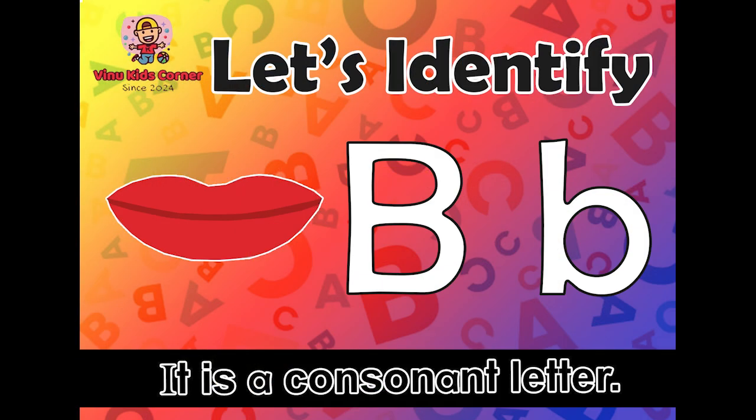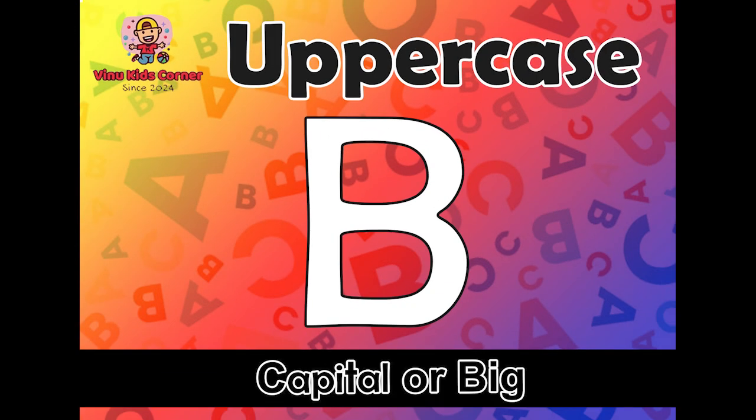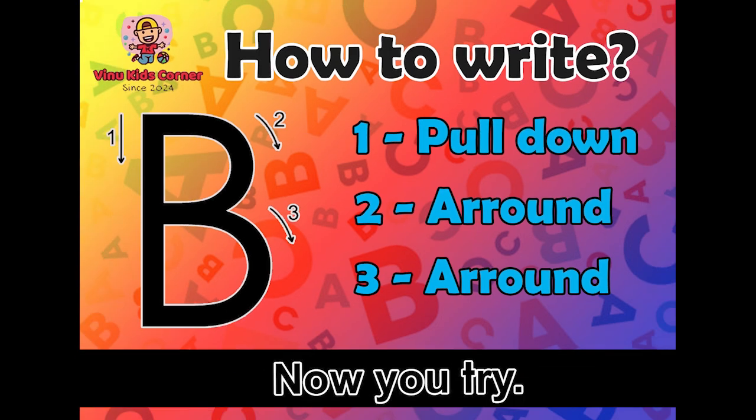B is the second letter in the English alphabet and it is classified as a consonant. Here is a letter B in uppercase. It is also known as a big or capital letter. Now we are going to write uppercase B.